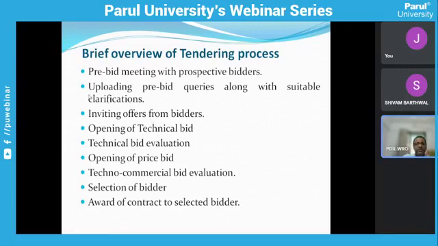And after that, the tender is opened, the technical bid is opened, and the bid evaluation is done. And after that, for the qualified bidders, the price bid is opened, and then commercial bid evaluation is done, followed by the selection of bidder and award of contract to the selected bidder. This is the normal procedure which is followed for a tendering process.